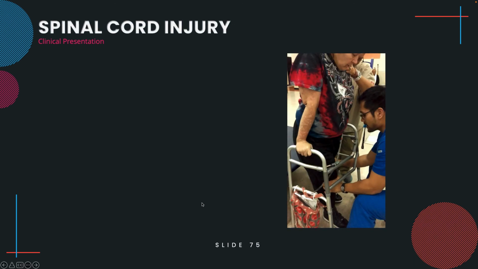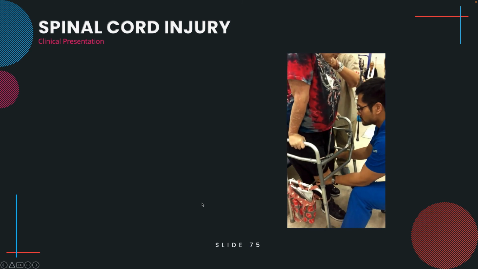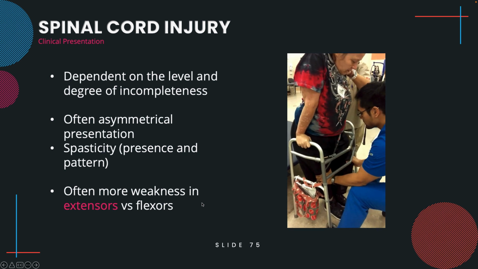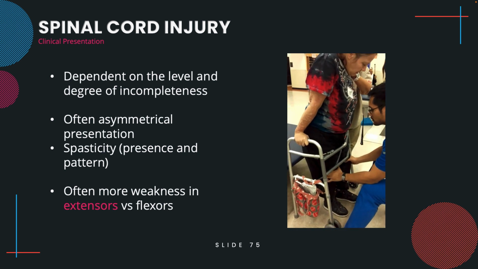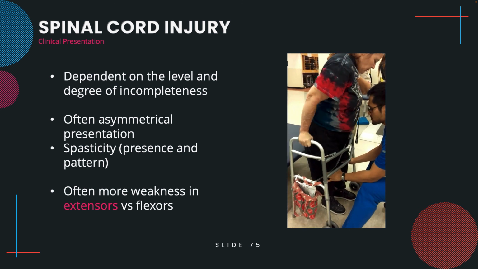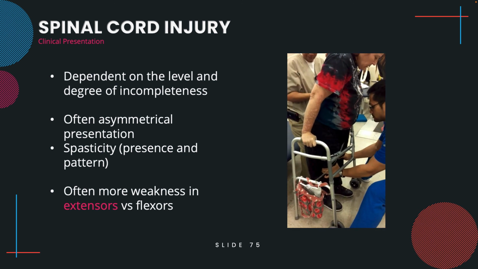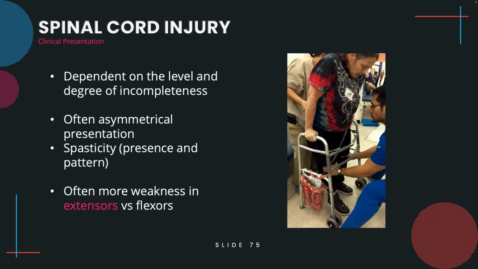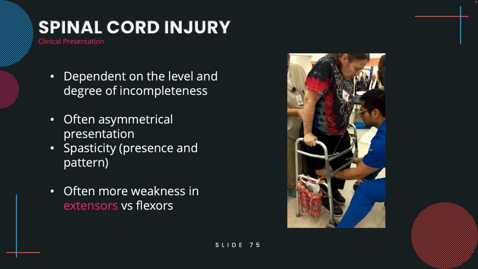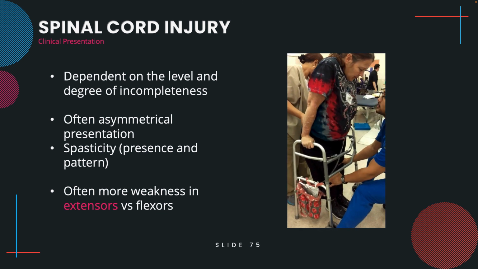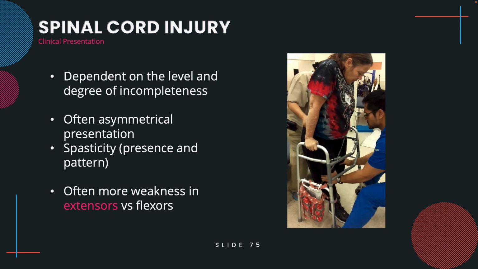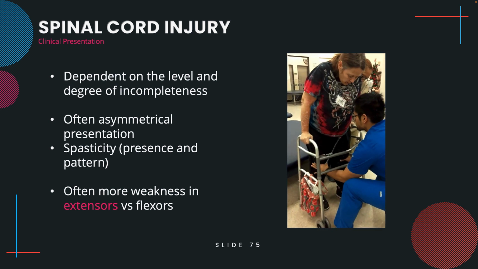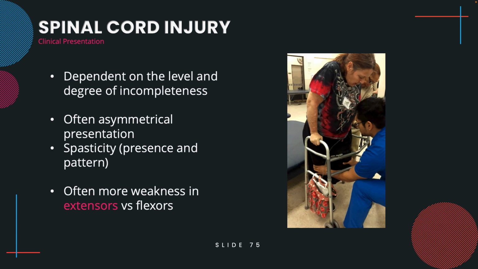So then people with a spinal cord injury, it really is dependent on the level and the degree of incompleteness, whether they'll be able to walk at all and how they'll be walking. So often they have an asymmetrical presentation where one side is much stronger than the other, similar to hemiplegia in people with a stroke or a brain injury, as well as spasticity, which can be in either an extensor or a flexor pattern. But a lot of times we will see that extensor pattern, which interferes with both our stance and our swing phase of gait.